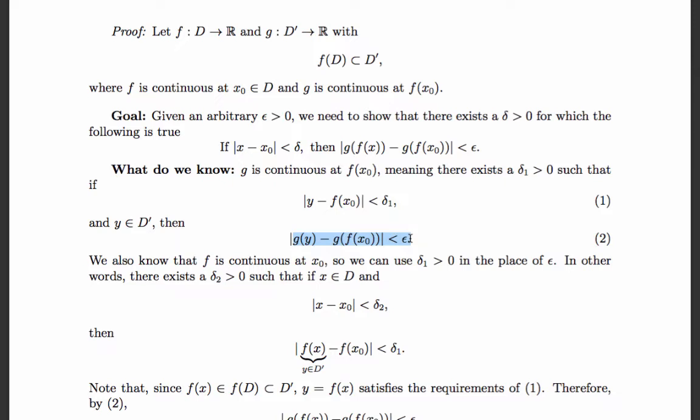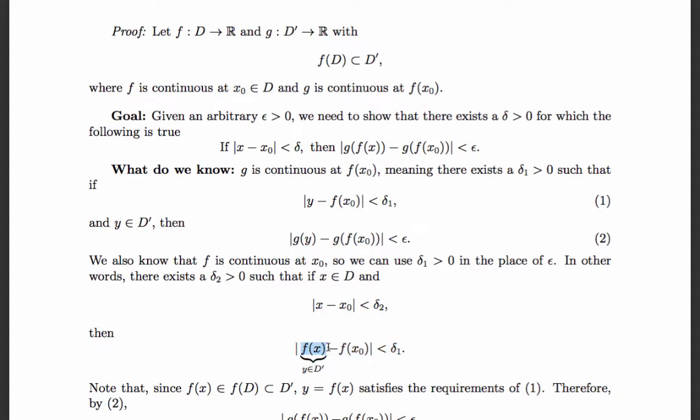Now we also know that f is continuous at x naught. So we know that we can make f of x as close to f of x naught as we like. Well, how close do we want to make it? Well, we want to make it delta 1 close. In other words, we want to use delta 1 in place of epsilon. The same delta 1 as here. So there exists another delta, delta 2. And if x is an element of the domain, and |x minus x naught| is less than delta 2, then |f of x minus f of x naught| is less than delta 1.